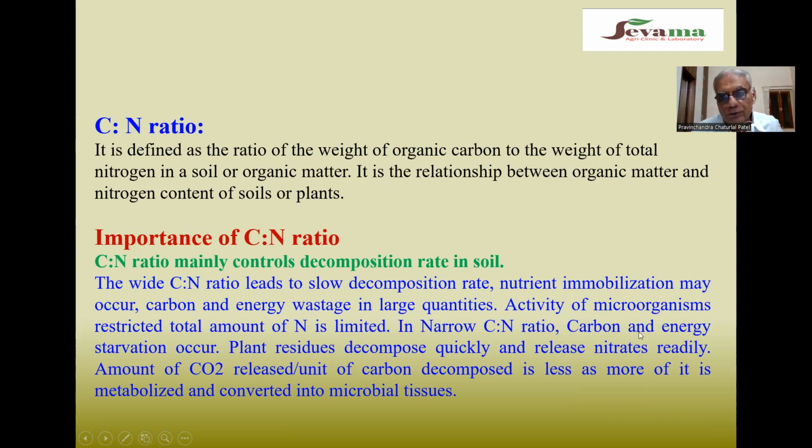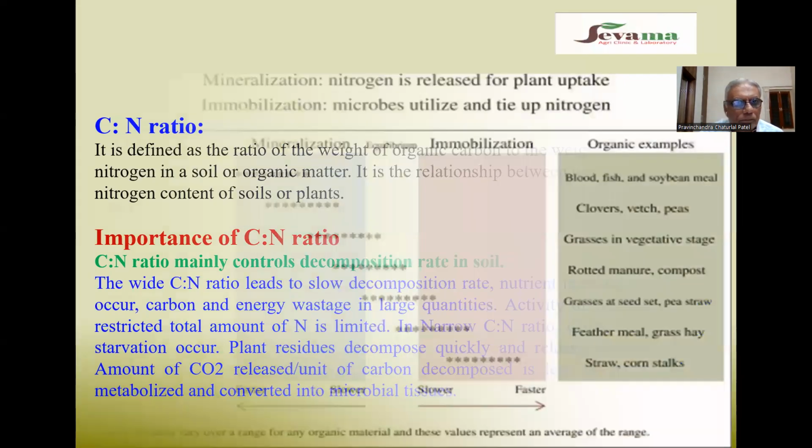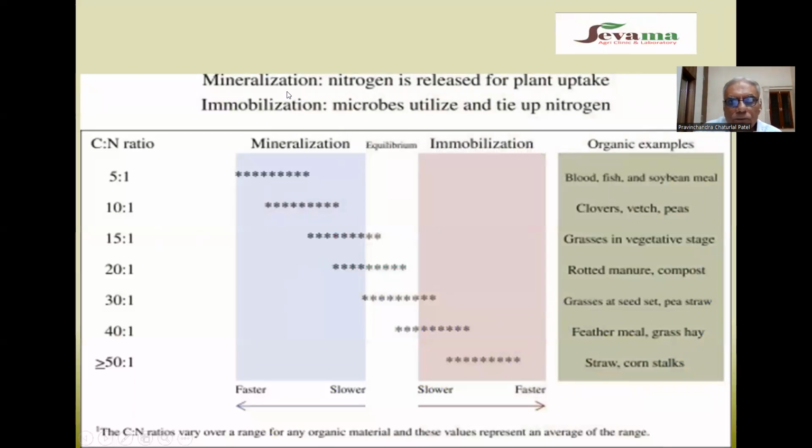In narrow CN ratio, carbon and energy starvation occur. Plant residue decomposes quickly and releases nitrate readily. The amount of carbon dioxide released per unit of carbon decomposed is less, or more of it is metabolized and converted into microbial tissue. So here mineralization occurs, and nitrogen is released for plant uptake. So when there is a narrow CN ratio, then mineralization occurs.